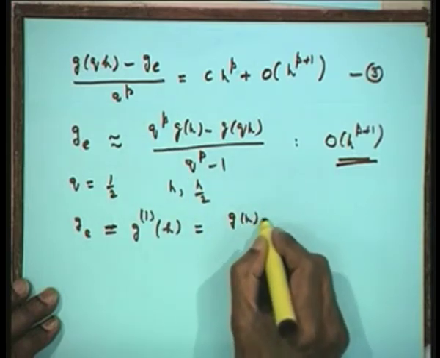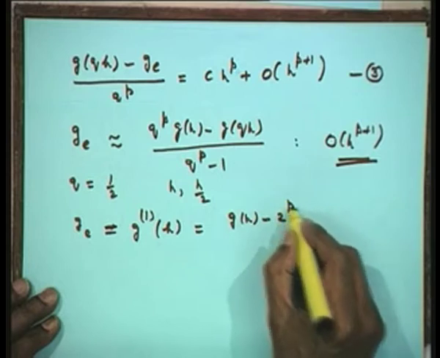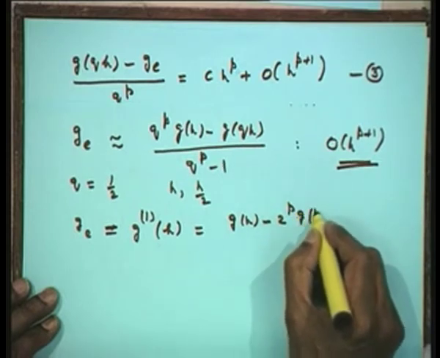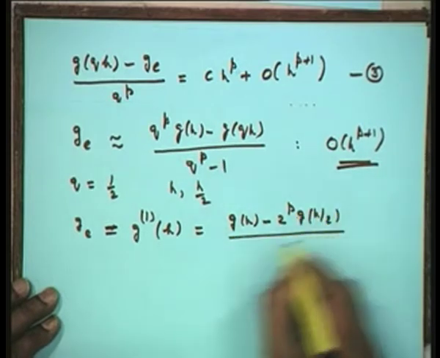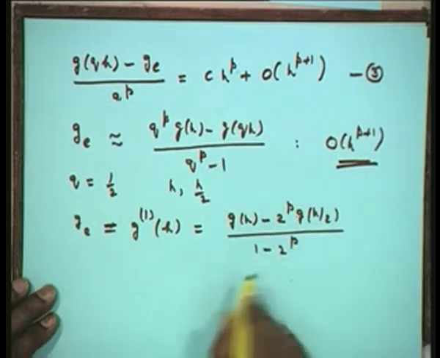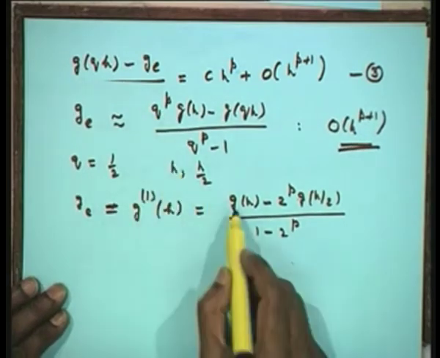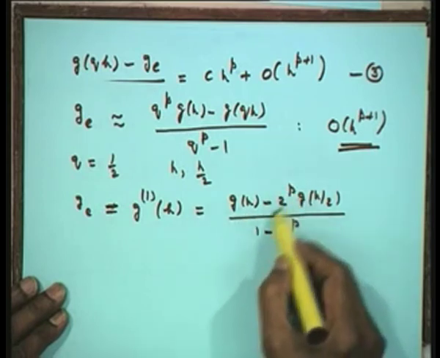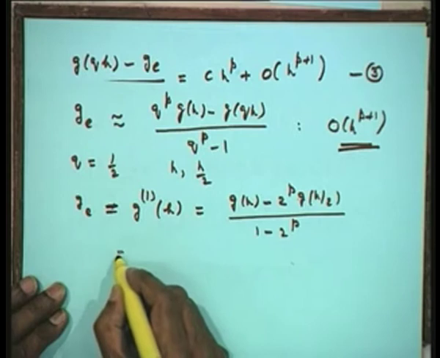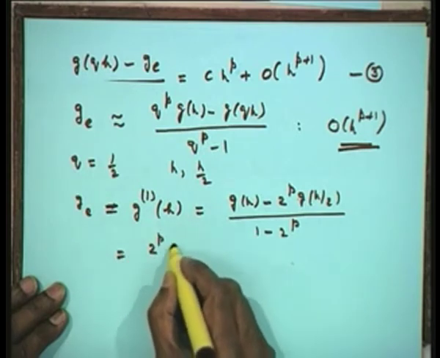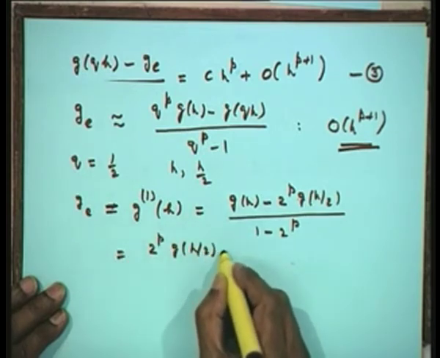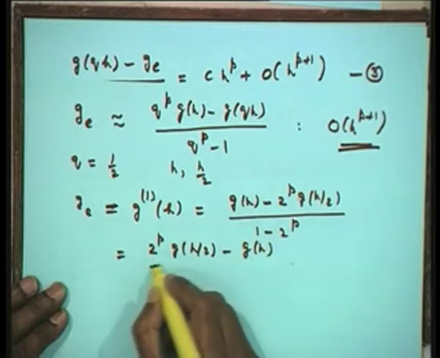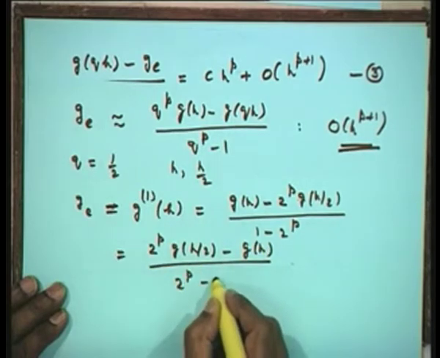g of h minus 2 to the power of p g of h by 2, divided by 1 minus 2 to the power of p. This is 1 upon 2 to the power of p, I have multiplied it, and 1 upon 2 to the power of p, I have cancelled off 2 to the power of p. This we can write as 2 to the power of p g of h by 2 minus g of h upon 2 to the power of p minus 1.